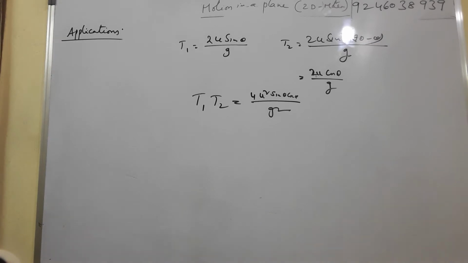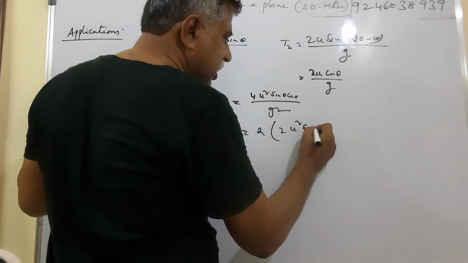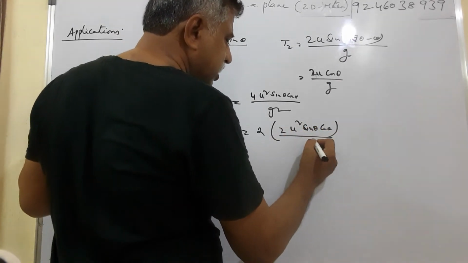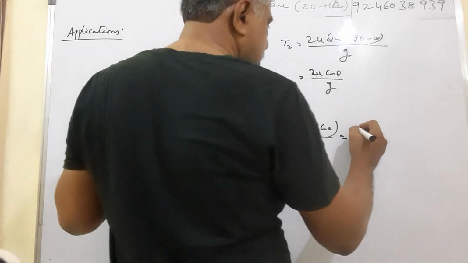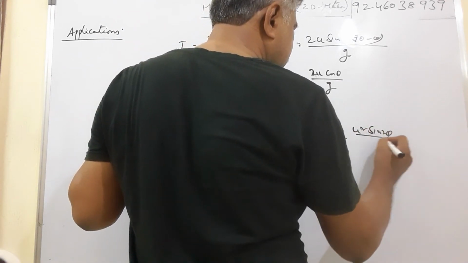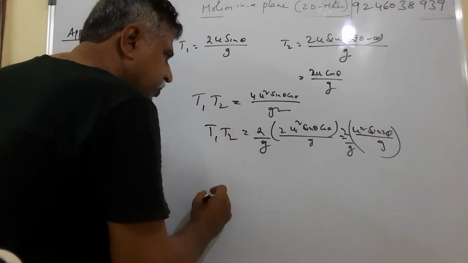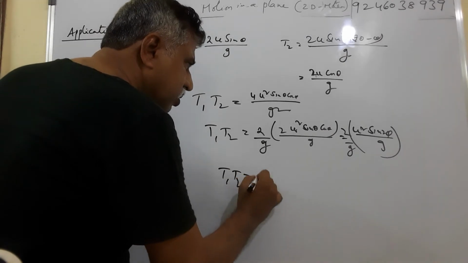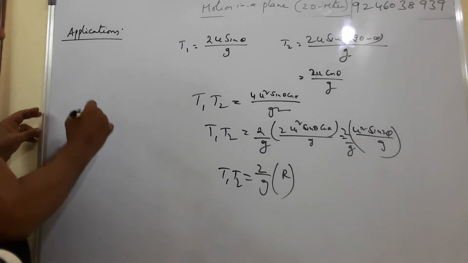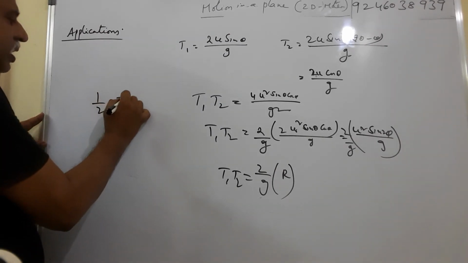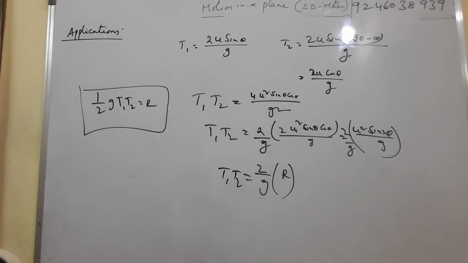Now we write it as 2 into 2u square sin theta cos theta by g. It becomes range, u square sin 2 theta by g, into 2 by g into T1 T2. From this we write T1 T2 is equal to 2 by g, or half g T1 T2 is equal to range. This is another relation between T1 T2 and range.